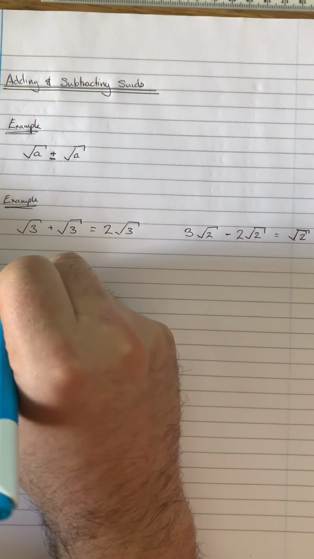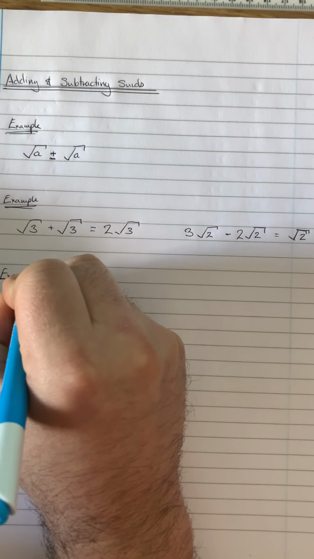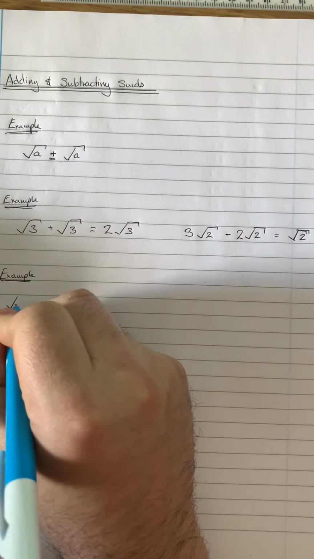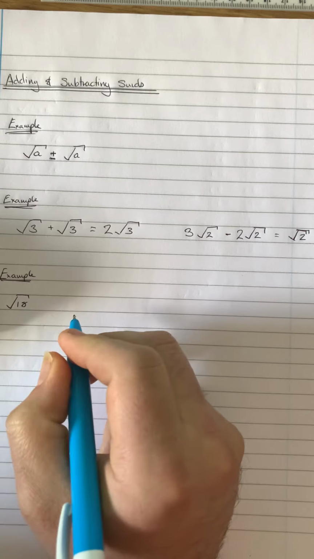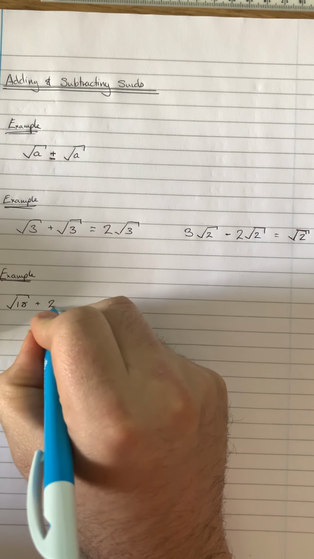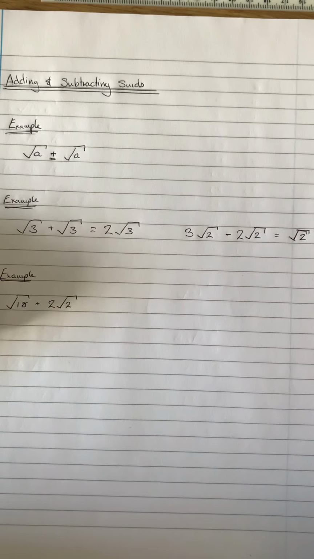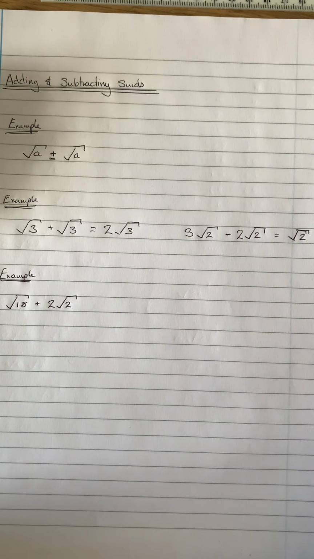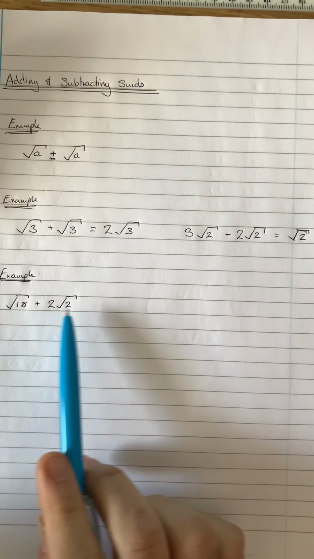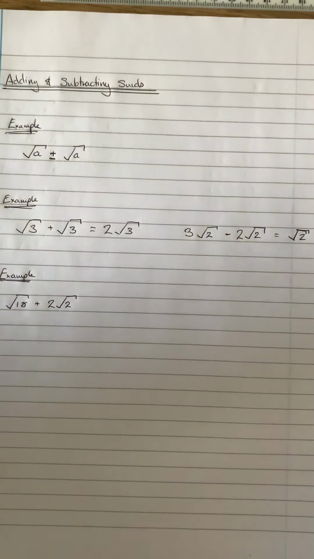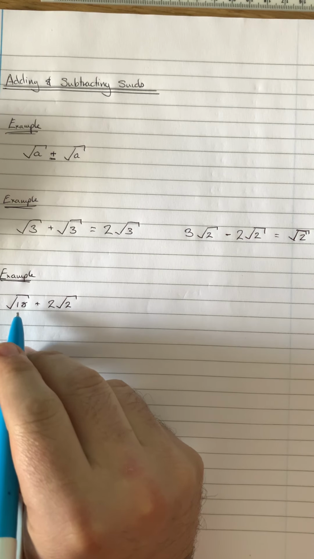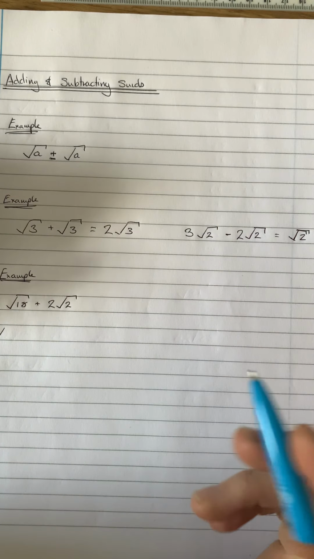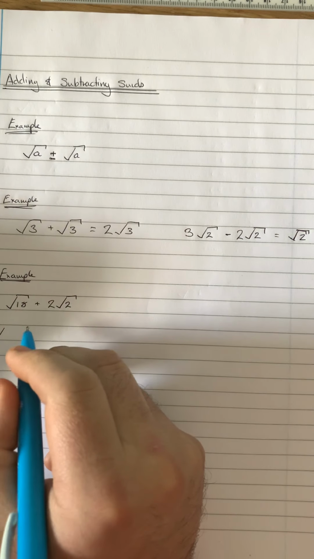Now, what if they're different? Well, if they're different, we can't add them. But sometimes we can simplify them down and then add them. So a good example of this is if we have the square root of 18, add 2 lots of root 2. Now, we can't put root 18 and root 2 together, so don't. Some people would actually think it'd end up being 2 root 20, where it's not. This root 18 we have to simplify down first of all, and we do that using our simplifying technique that we looked at in the previous video.